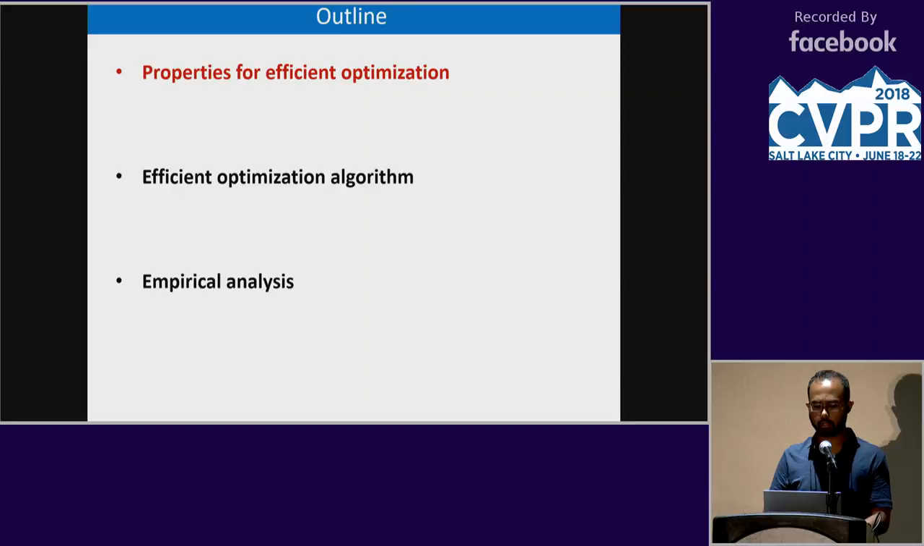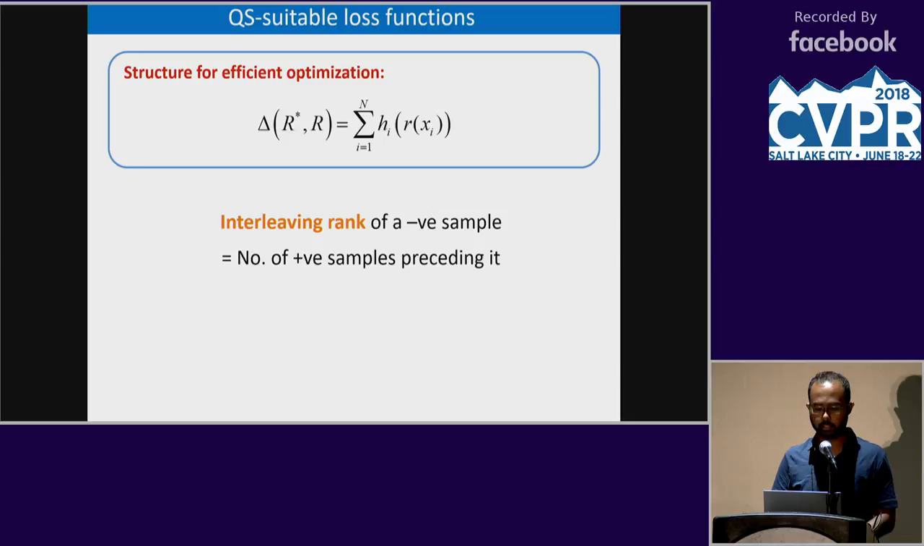Most often, this would be expensive for generic rank-based loss functions. However, we saw that it can be done efficiently for a class of rank-based loss functions. We claim that a loss function which would have this structure should be amenable to efficient optimization. Here, the term R of x_i refers to the interleaving rank of the i-th most relevant negative sample. The interleaving rank is defined as the number of positive samples preceding it.